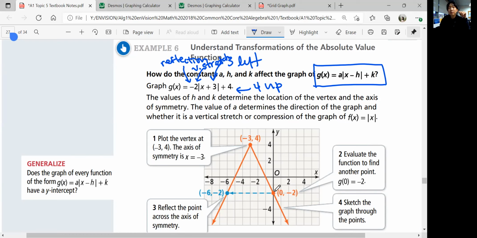So that's another point. Then you can sketch; this is the axis of symmetry. The point is 3 units away, so you can go another 3 units away horizontally, and that's going to be the reflection of the point across the axis of symmetry. Okay, so that's a simple way to graph a transformation of the absolute value function.